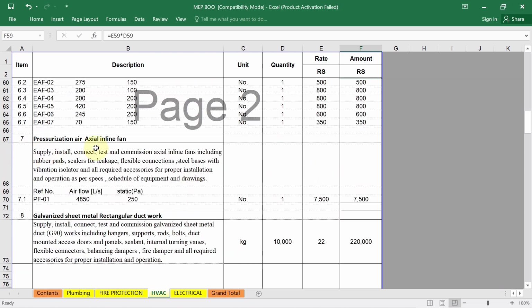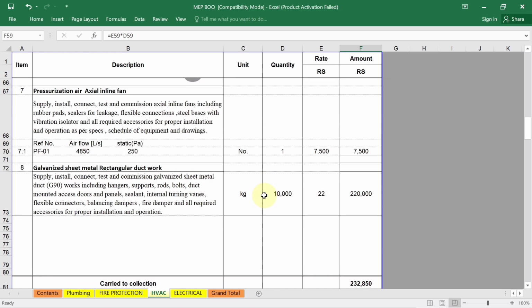Okay, same way, a pressurization axial inline fan, let's say if you are using it to pressurize the staircase or lift lobby, so write its fan detail description, unit price. Same way the ducting work, like galvanized steel metal rectangular duct work. See, in the unit they have given kg, so it means the quantity here you have to write in kg only. Okay, how to calculate the material takeoff quantity, all that I have explained in the manual and in the Excel sheet. So you can enter the total quantity whatever you have got, and the market price of 1 kg of rectangular duct, galvanized sheet metal, so you will get the price.